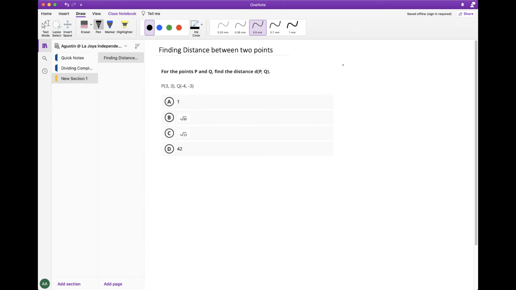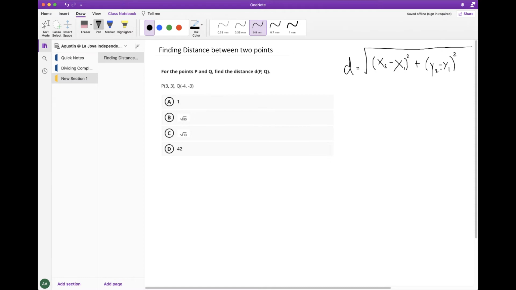All right, so the distance formula was d equals the square root of x2 minus x1 squared plus y2 minus y1 squared. So I'm gonna do it using the formula, and then I'll do it just kind of like drawing it and then doing it that way.